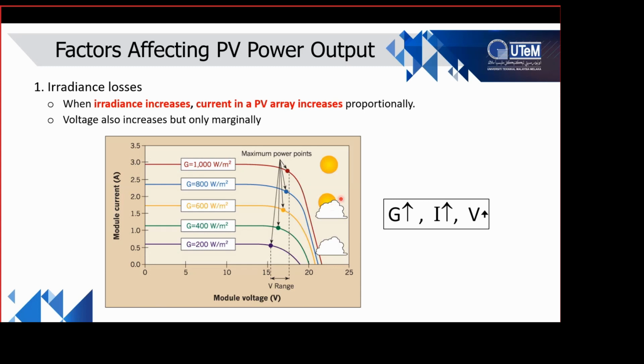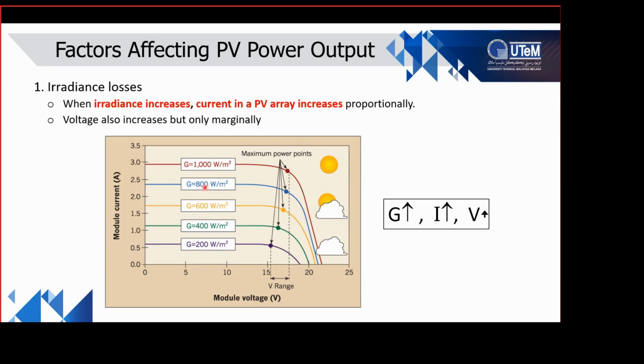But if we have some clouds, then the irradiance is going to be reduced. When the irradiance is reduced, current will also be reduced. So the relationship between current and irradiance is directly proportional and instantaneous. That means once the irradiance drops, the current will also drop at the same time. And this is a factor that we cannot control, so we just need to accept it as it is.